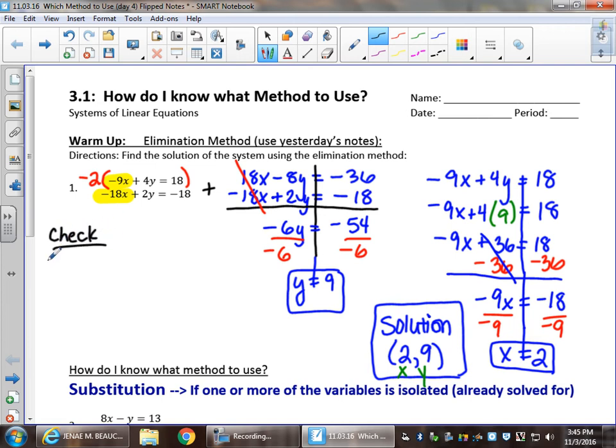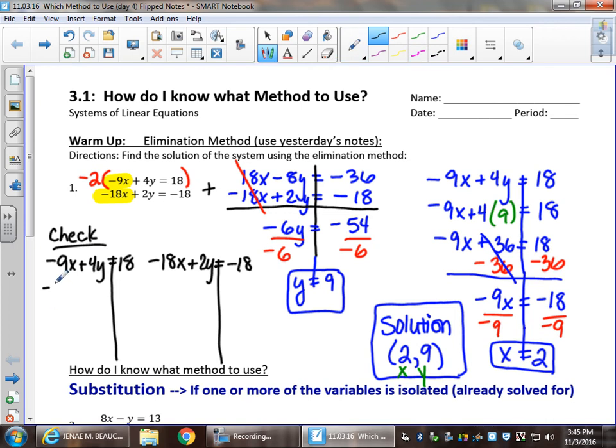We're going to take the original system, so negative 9x plus 4y equals 18 is my first equation. My second equation is negative 18x plus 2y equals negative 18. And we're going to work with one at a time. Where we see x, we will substitute 2. Where we see y, we will substitute 9.